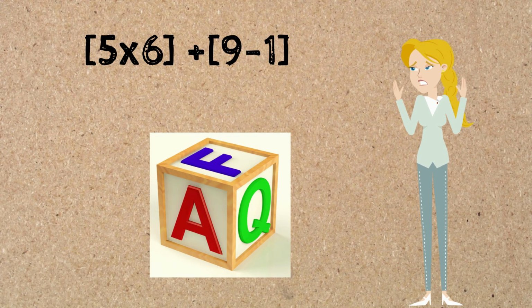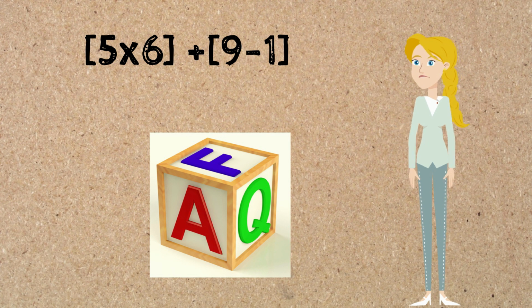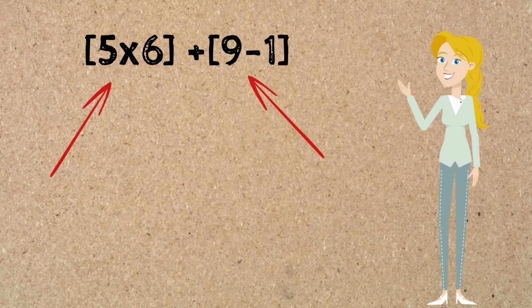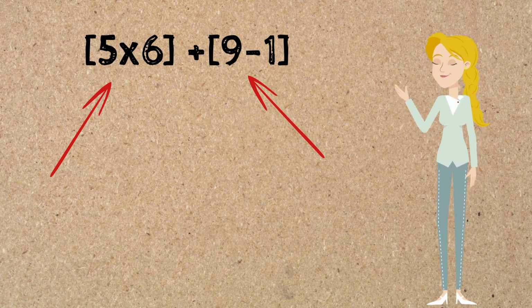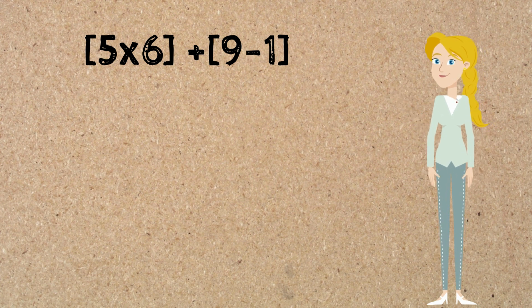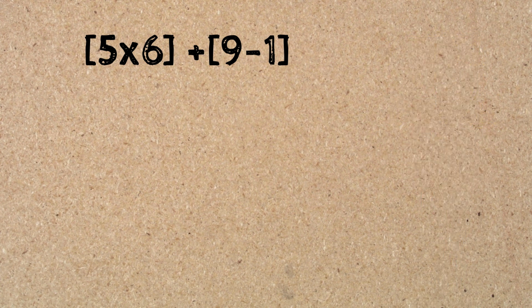But here is a tricky question. What if there is more than one set of brackets in the problem, like this one? Well, the good news is that it doesn't really matter which group of brackets you want to solve first. So you can go in any order for the brackets as long as you do everything in the brackets before any other operations.